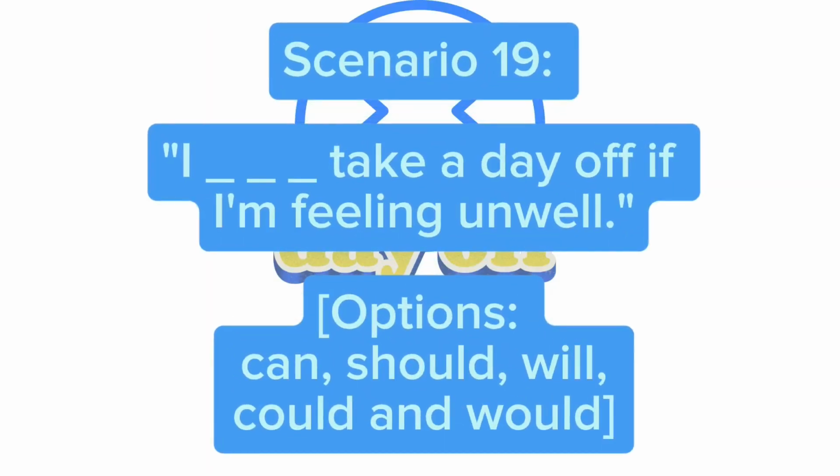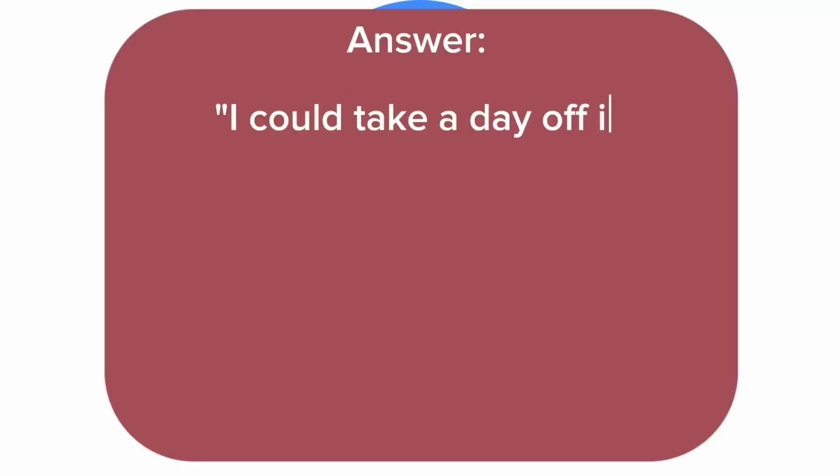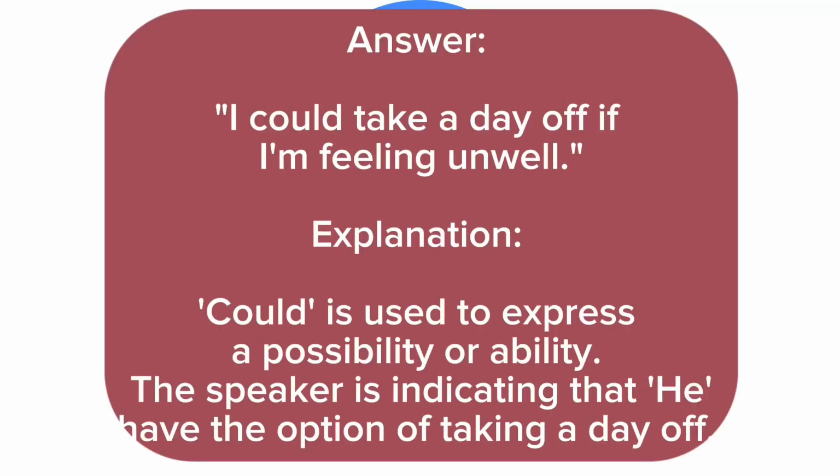Scenario 19. I take a day off if I'm feeling unwell. Options: can, should, will, could, and would. Answer: I could take a day off if I'm feeling unwell. Explanation: could is used to express a possibility or ability. The speaker is indicating that he has the option of taking a day off.